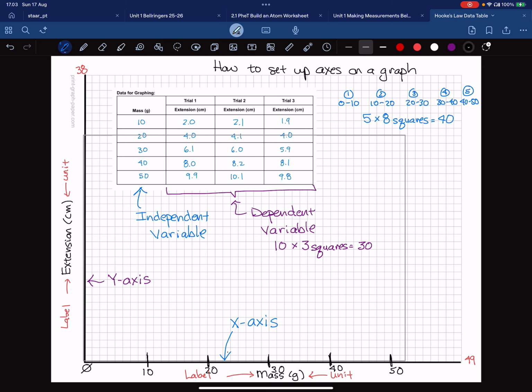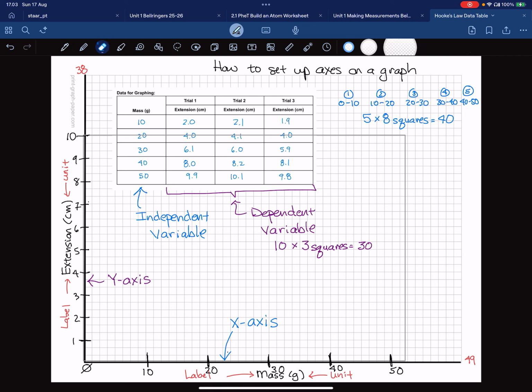So 1, 2, 3, there's 1. 1, 2, 3, 2. 1, 2, 3, 3, and so on, up to 10. Okay, that ought to work for me. So now we have our axes all set up and ready to graph for this particular thing.